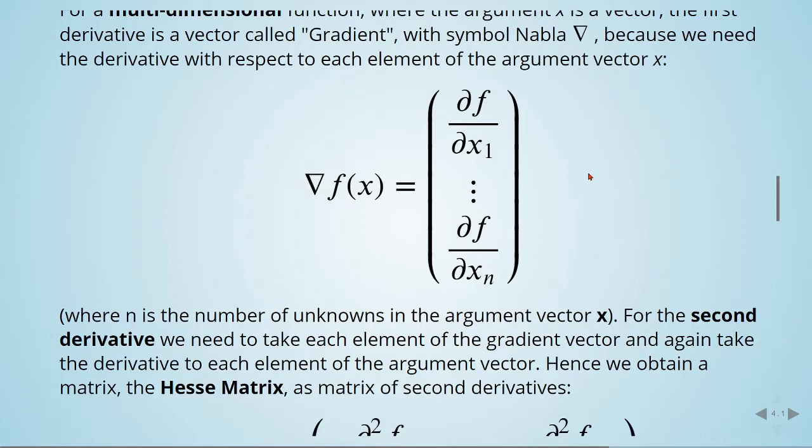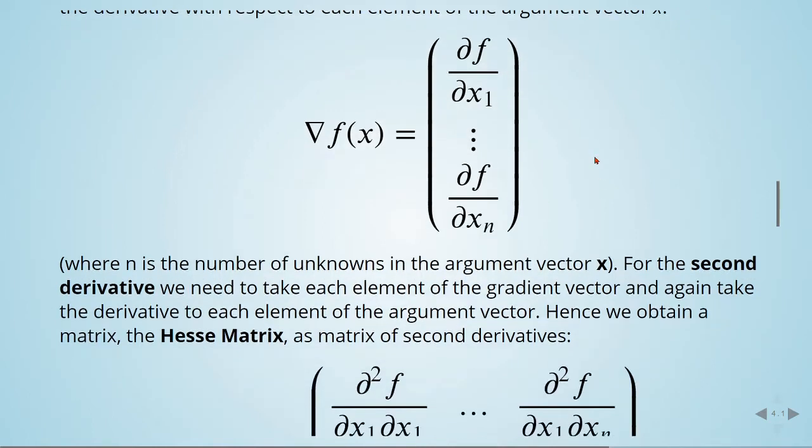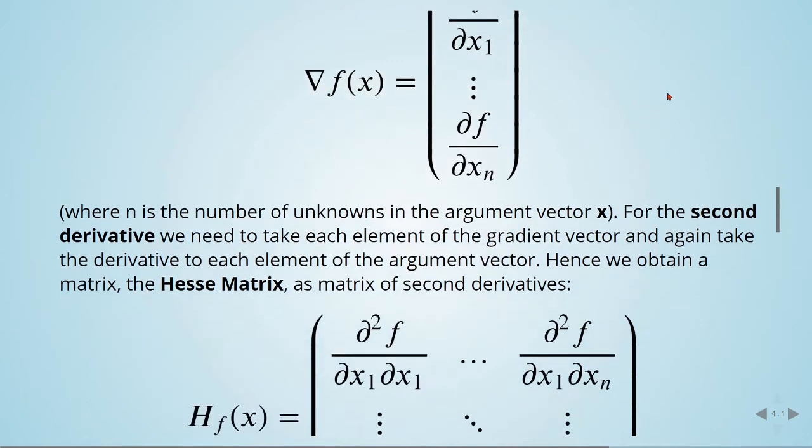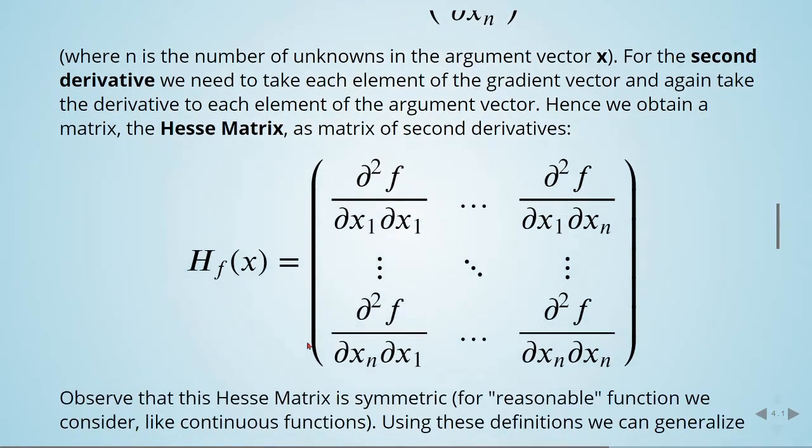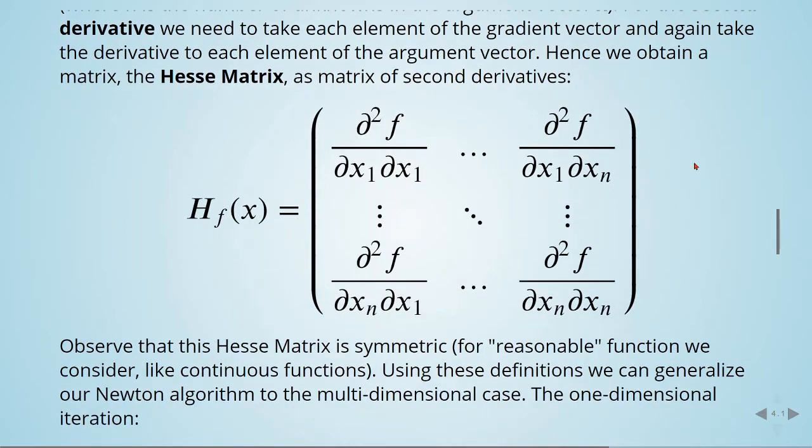For the second derivative, we need to take each element of the gradient vector and again take the derivative with respect to each element of the argument vector. Hence, we obtain a matrix, and this is called a Hesse matrix, a matrix of second derivatives given here. Observe that this Hesse matrix is symmetric for reasonable functions that we consider, like continuous functions.